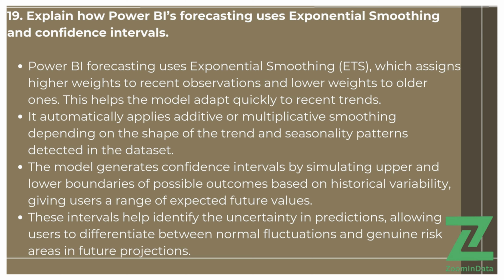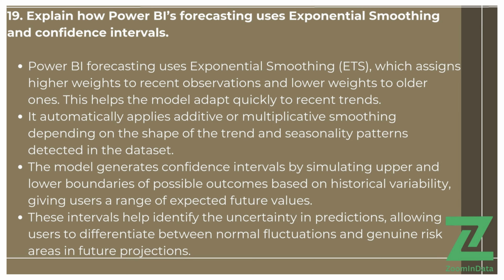19th question. Explain how Power BI's forecasting uses exponential smoothing and confidence intervals. Power BI forecasting uses exponential smoothing, ETS, which assigns higher weights to recent observations and lower weights to older ones. This helps the model adapt quickly to recent trends.